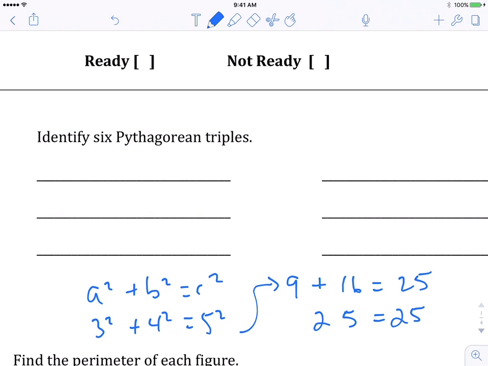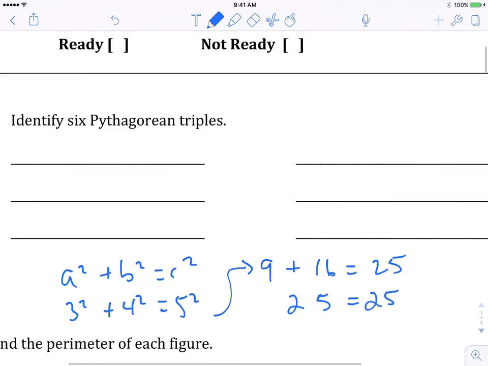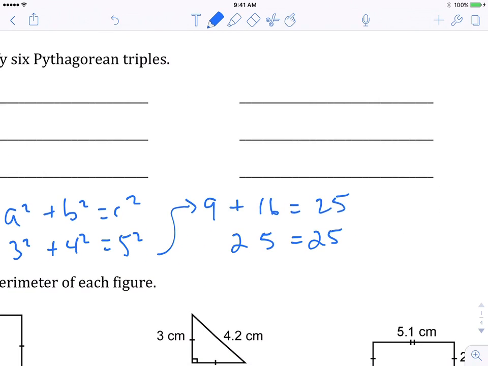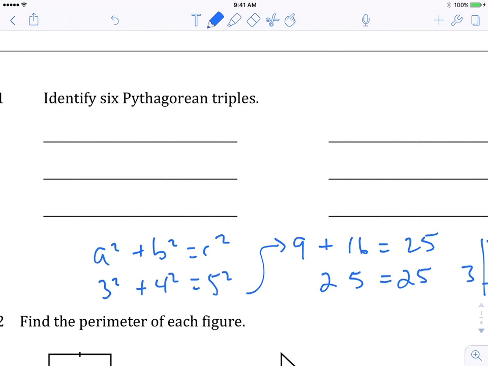So we know that 3, 4, and 5 would be a right triangle. I'll show you right here. 3, 4, and 5 would be a right triangle, and that satisfies the Pythagorean theorem. So we can say one Pythagorean triple would be 3, 4, 5. Another one may be 5, 12, and 13.